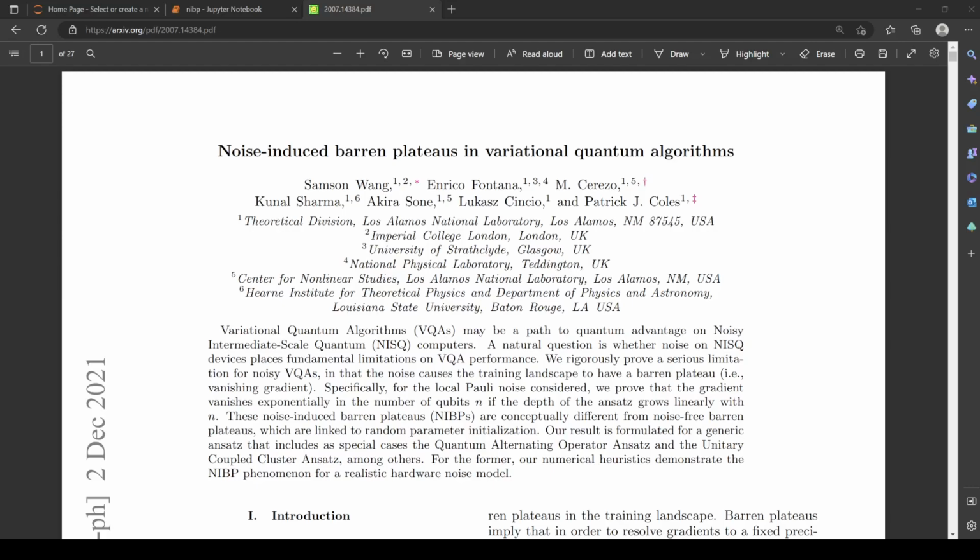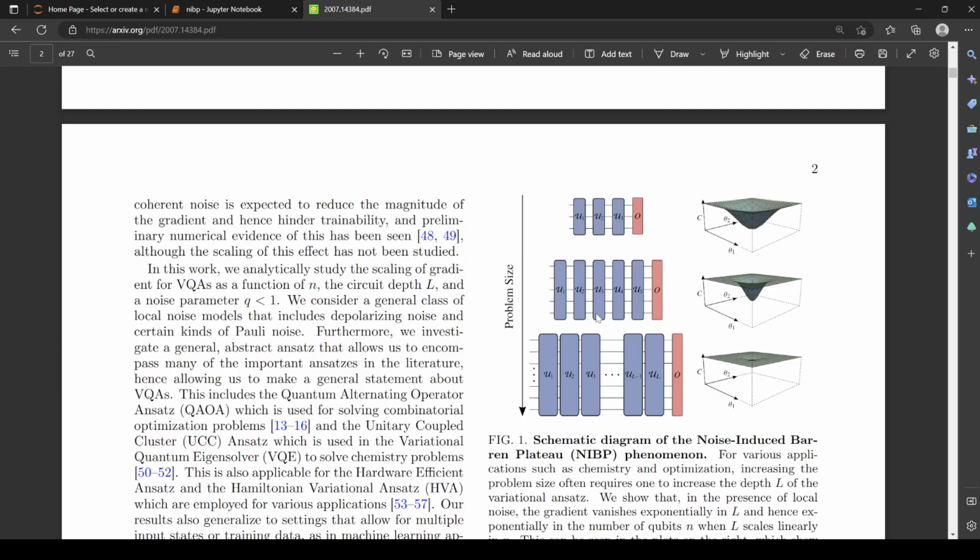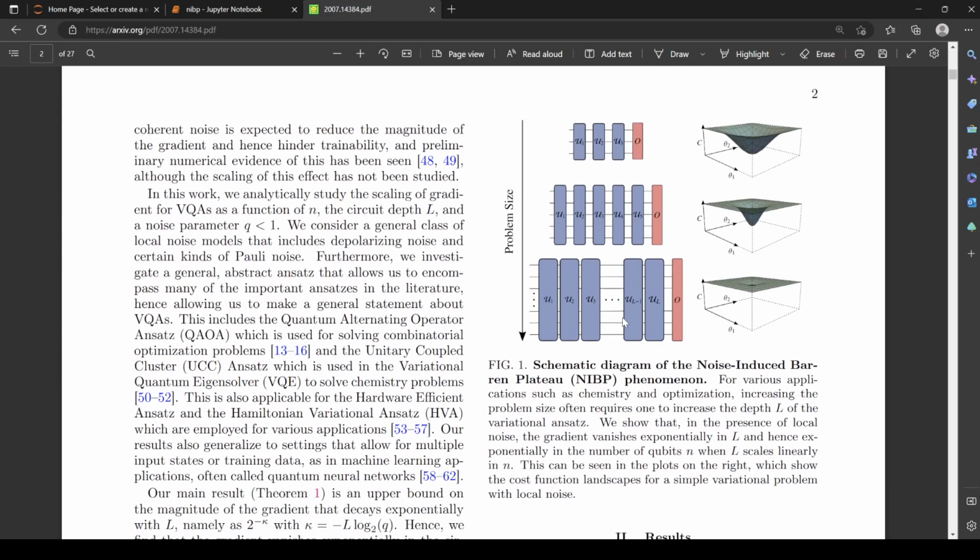All right, today we're going to be looking at the paper Noise-Induced Barren Plateaus in Variational Quantum Algorithms. And as usual, we'll just be briefly overviewing it before going into some example code. Noise-induced barren plateaus is a phenomenon slightly different than the barren plateaus that you may be familiar with, and that is outlined very well by this Figure 1 here.